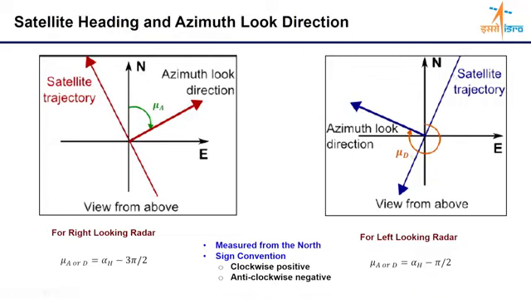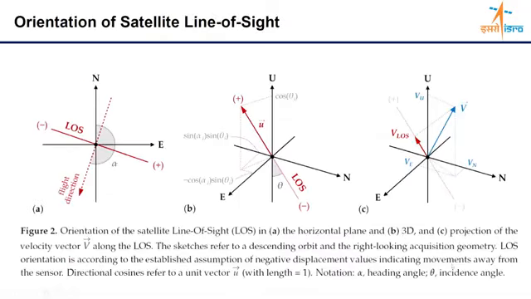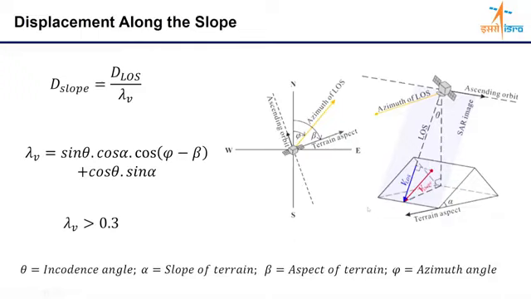But yes, in the descending pass, this angle satellite heading is around minus 165 or 170 degree. Minus means from here to here it is minus 165 degree. So accordingly other angles you can calculate. Okay, this is the relationship for the right looking radar. The mu equal to satellite heading minus 3 pi by 2, for left looking heading minus 90 degree. So this is the 3-dimensional views.